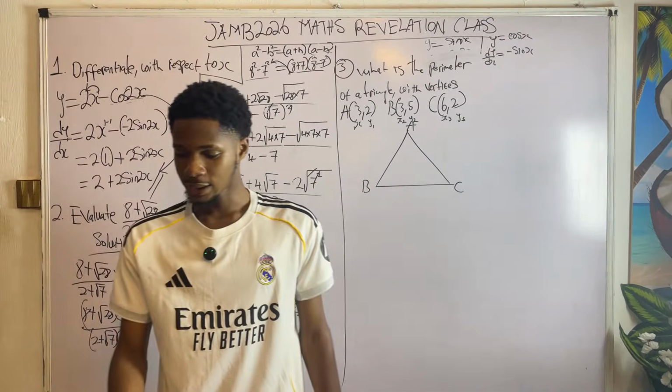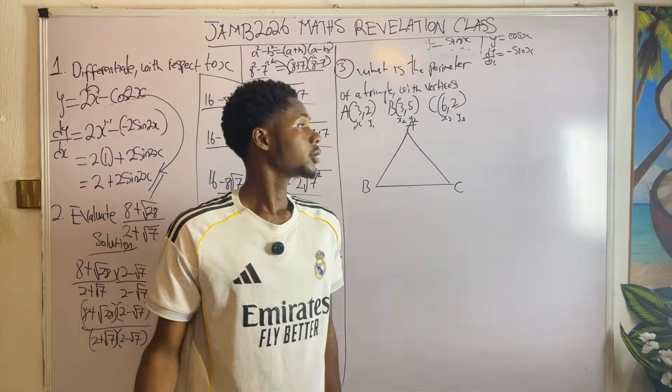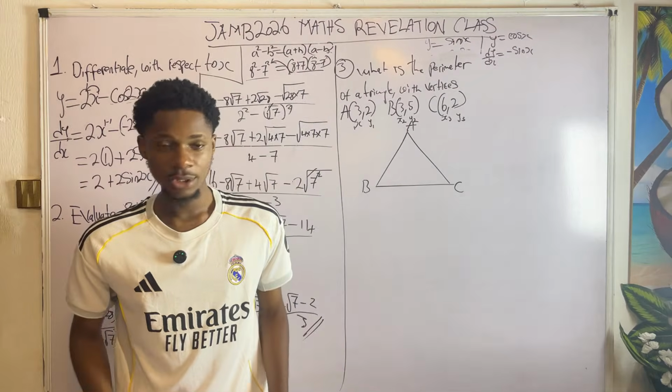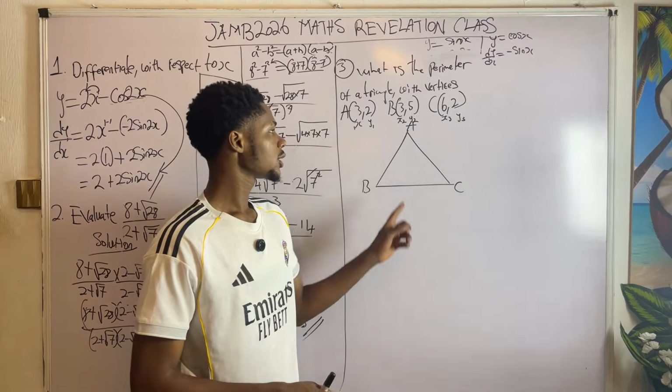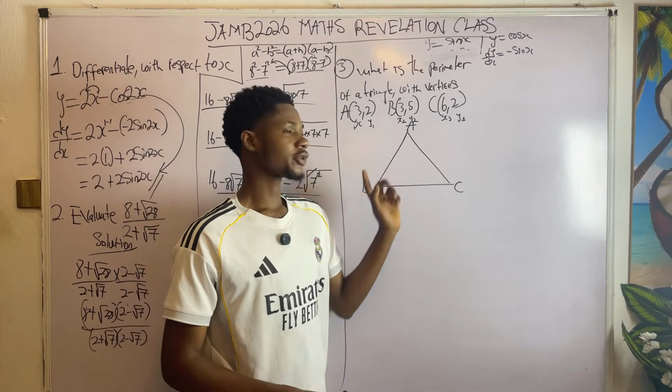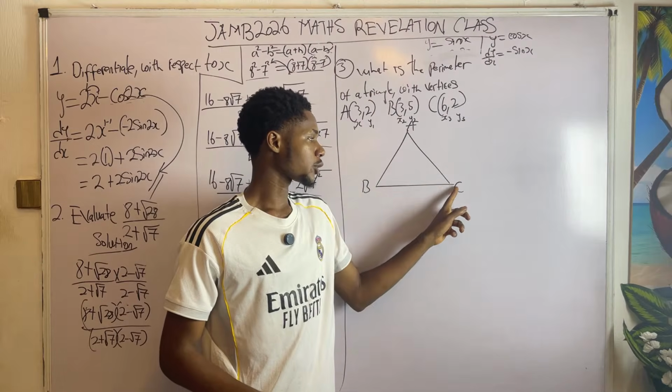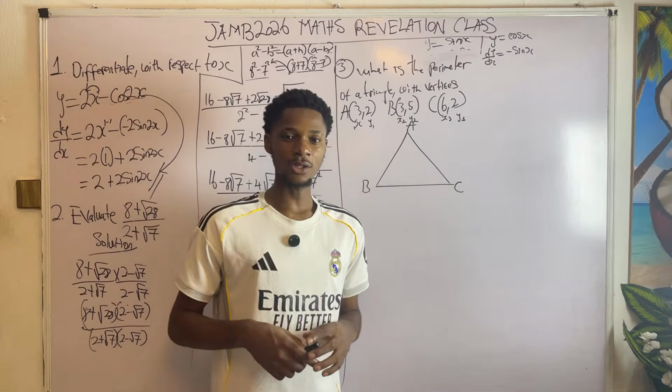Okay, I'm guessing we have done that. So the question is asking us to find the perimeter. First, you need to know what perimeter means. Perimeter simply means the total length of the surrounding. That is, from here to here plus here to here plus here to here. That's what we need to understand first.